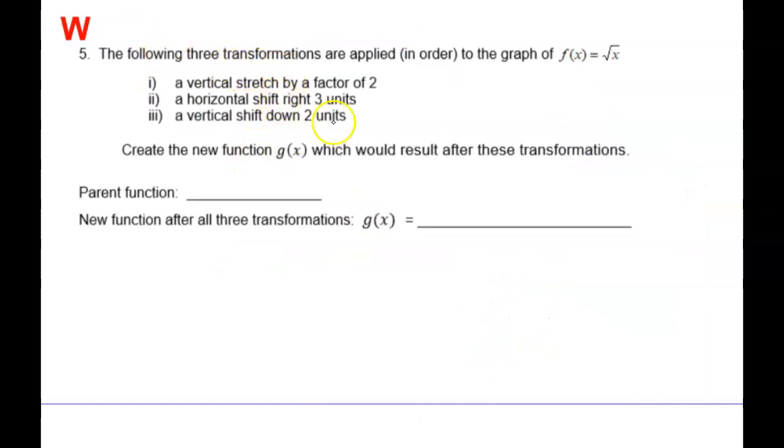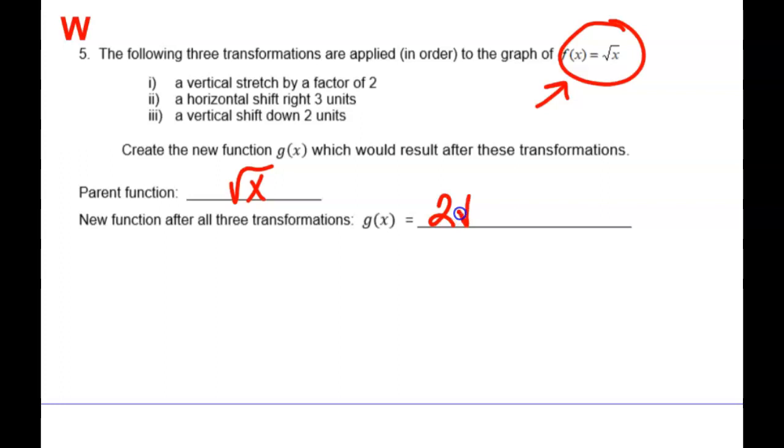Okay, I really could skip this one. I think it's a very basic transformation. The parent function is whatever they give you here, whatever they're talking about for this transformations are applied to. And then a vertical stretch of 2 is multiplied. It's changing y values, so it's out front.